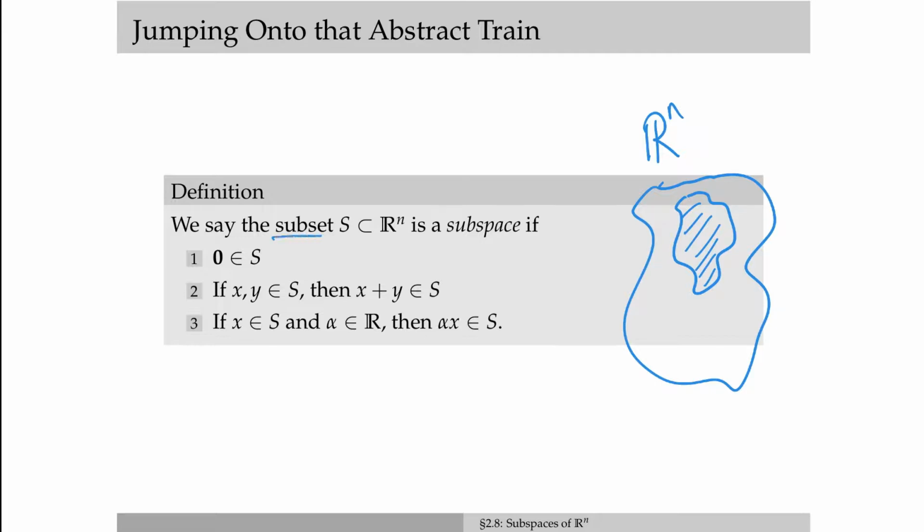We say a subset S of Rn is a subspace if the first thing happens, it contains the zero vector. The next thing that must happen is if I take any two vectors in my subset, then the sum of those vectors must be in the subset. If I take any vector in the subset, any scalar multiple will end up being in that subset.